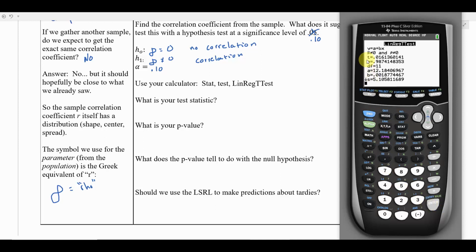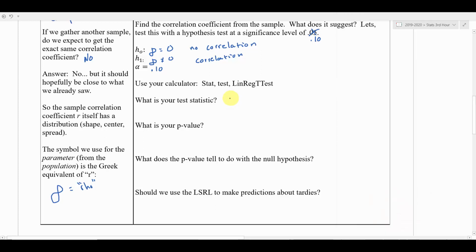And we get a lot of stuff. So we get this t-value. This is our test statistic. I'm going to write that down. 0.016. And again, this says the same thing that it always has in the hypothesis test: it tells us how many standard deviations away from the expected value we are. So we're about 0.016 standard deviations away from 0, which is not very far, right? Which is what we expected because we didn't expect there to be any correlation. So we didn't expect to get too far away from 0.